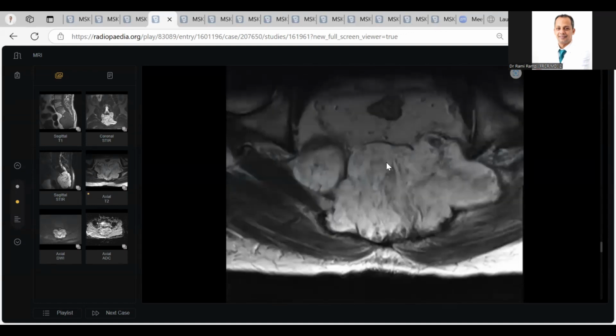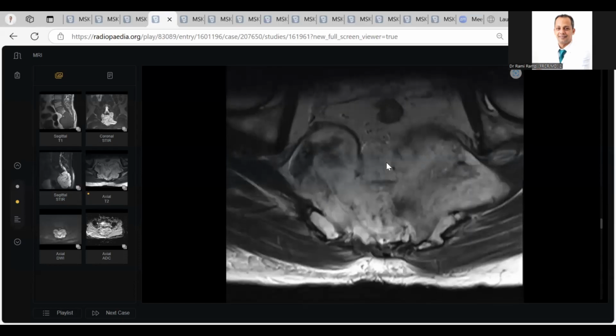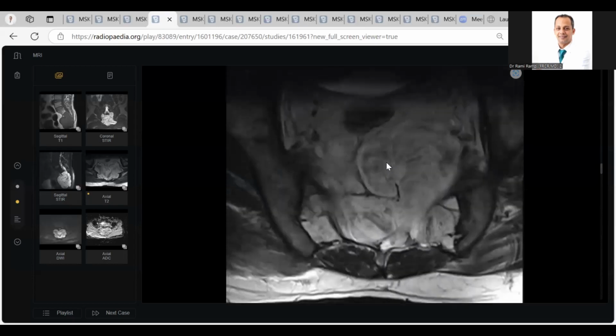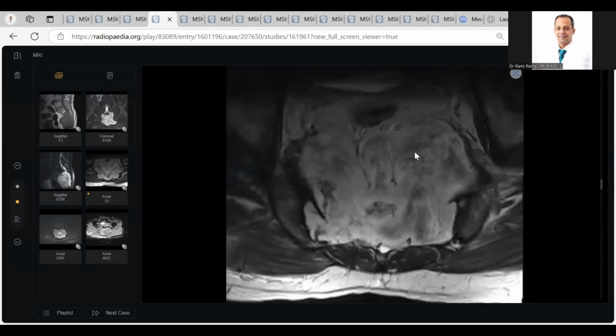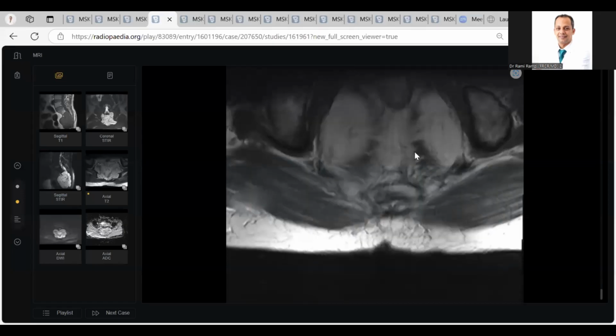This is T2. I have been provided with the axial T2 images, where I can see that there is a large T2 hyperintense mass involving the sacrum and sacral foramina, and also extending within the pelvis. What's your differential diagnosis? This can be due to chordoma.